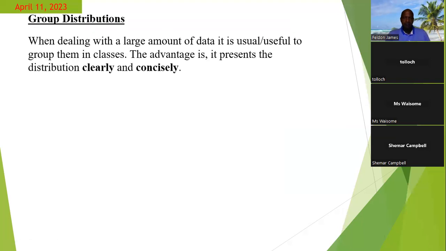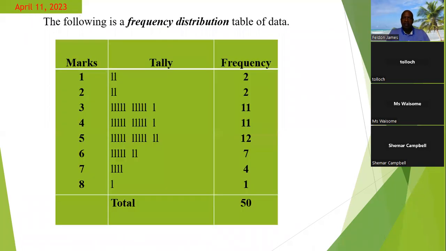All right, so we talk about frequency distribution, and we are now going to also talk about group distribution. Now, just to make a note of what the frequency distribution is. The frequency distribution is when you have a set of data ranging from a certain amount to a certain amount. In this case, the data range from 1 to 8. And then we have the frequency column that tells you how many of these data are occurring.